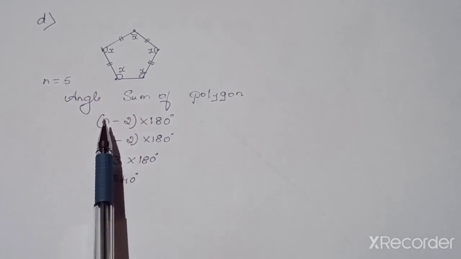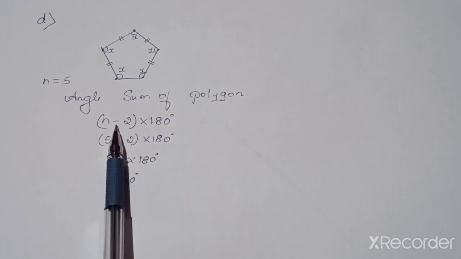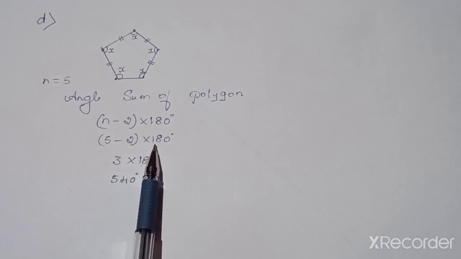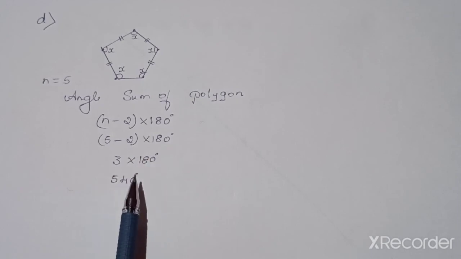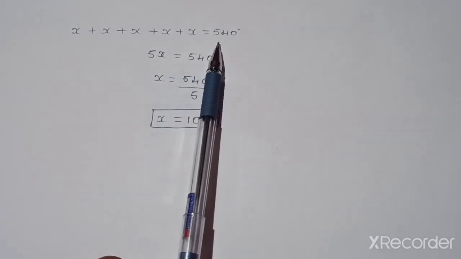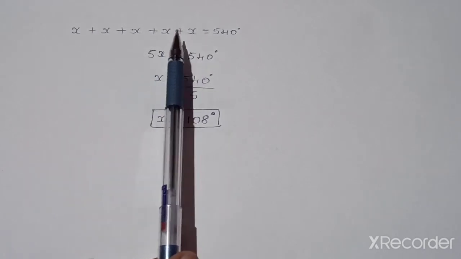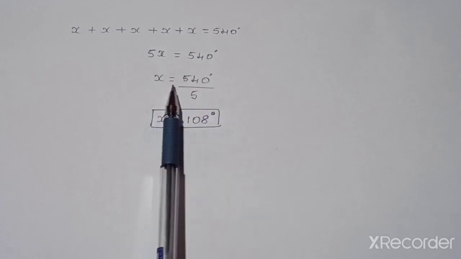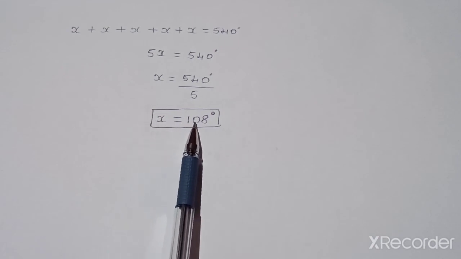The sum of the angles formula is n minus 2 into 180 degree. n is 5, the number of sides is 5. So 5 minus 2 into 180 degree. 5 minus 2 is 3. 3 into 180 degree is 540 degree. 5 angles is equal to 540 degree. 5x, 1, 2, 3, 4, 5. 5x is equal to 540 degree. x is equal to 540 divided by 5. Therefore, x is equal to 108 degree.